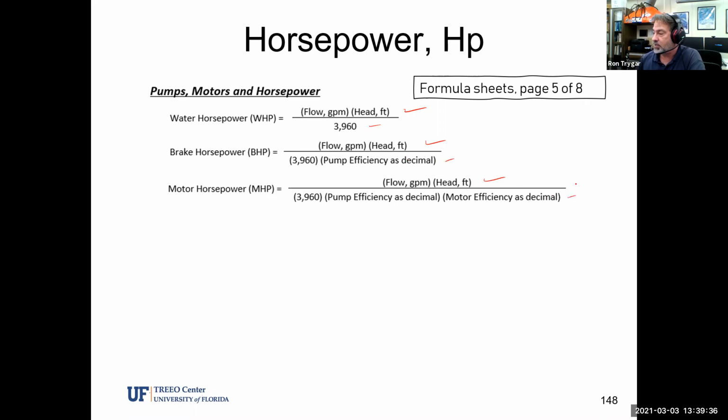That's where we start factoring in the efficiency of the pump or the efficiency of the motor and the pump together, because we're using a motor and a pump to actually move water through a pipeline. The water horsepower is essentially just the horsepower it would take to move water through the pipe without adding in or combining into this the inefficiencies of the pump and or the motor with it.